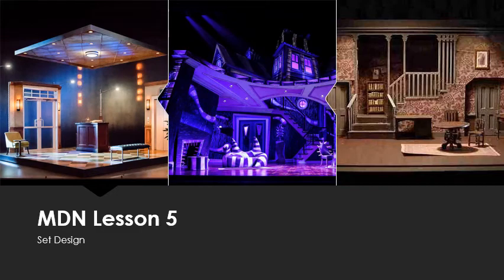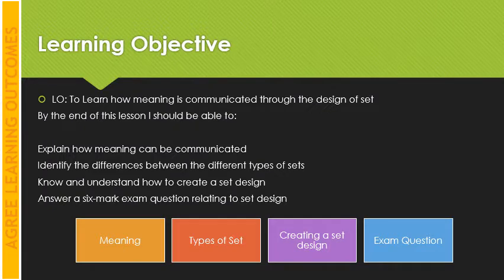So this lesson is about set design and how we design the stage space for a performance. The learning objective today is to learn how meaning is communicated through the design of set. By the end of this lesson, I should be able to explain how meaning can be communicated, identify the differences between the different types of sets, know and understand how to create a set design, and answer a 6-mark exam question relating to the set design.